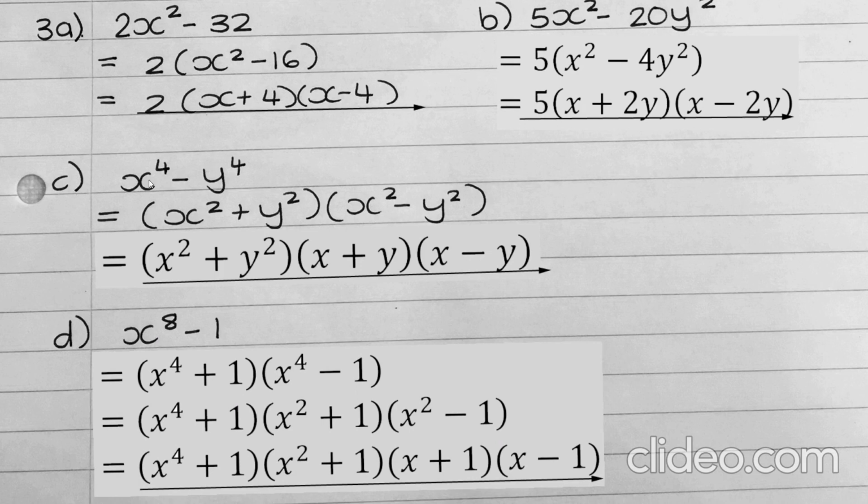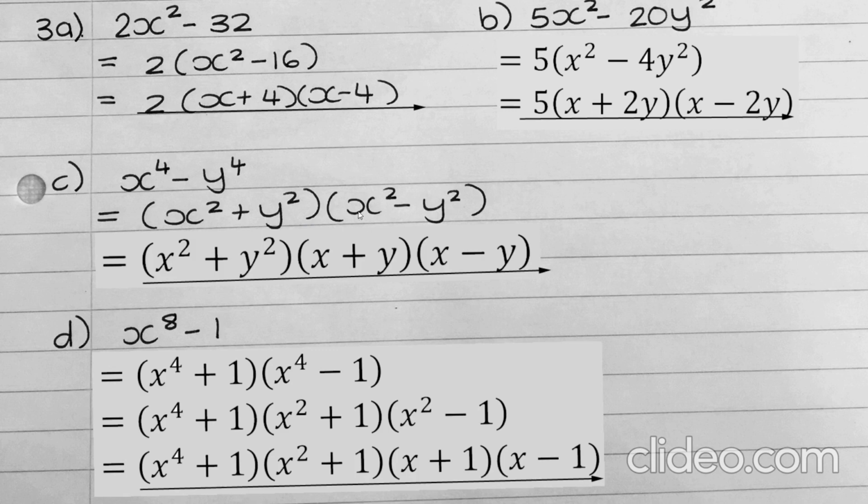For C, you've got x to the power 4 and y to the power 4. Anytime you've got even exponents, you know that they're perfect squares, so I can do difference of two squares here. So I open up my two brackets, the one is positive and the one is negative, and then I square root. The square root of x to the power 4 is x to the power 2, the square root of y to the power 4 is y to the power 2, and then the same in the other bracket except it's negative.